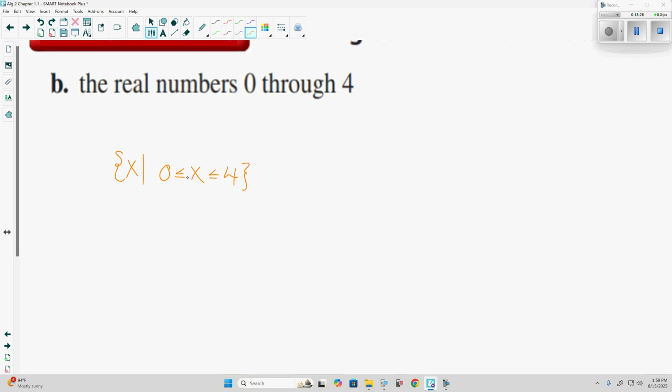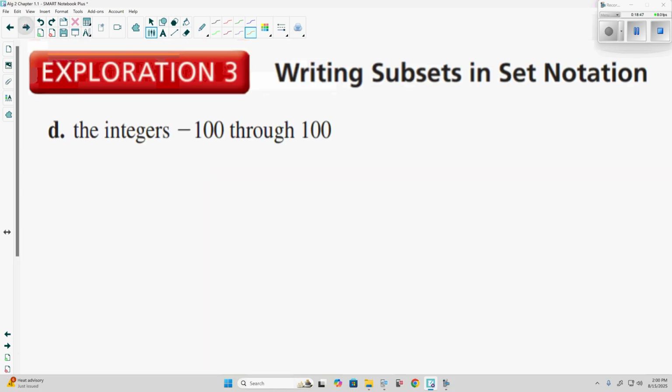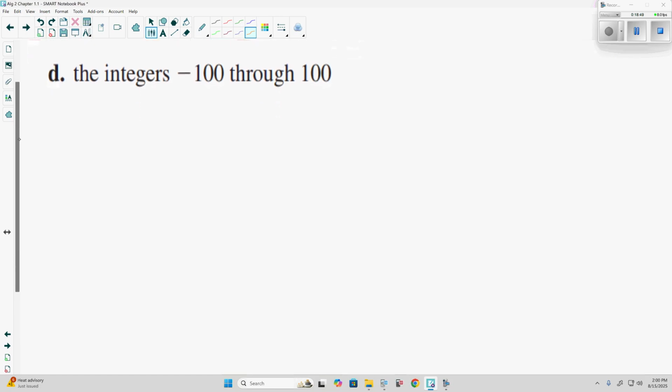Since we're going 0 through 4, it would be 0 is less than or equal to x is less than or equal to 4. Questions on this here? Because with real numbers, we're going to have to really default back to this if we want to list them all out, because it's just not possible. We ready for the last one? I think it's one more, yes?